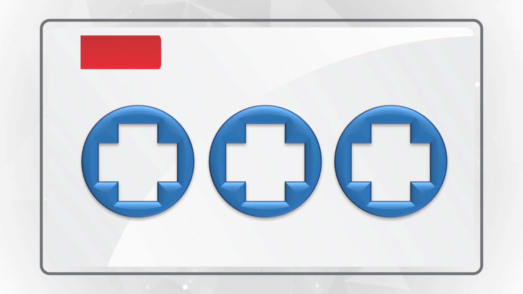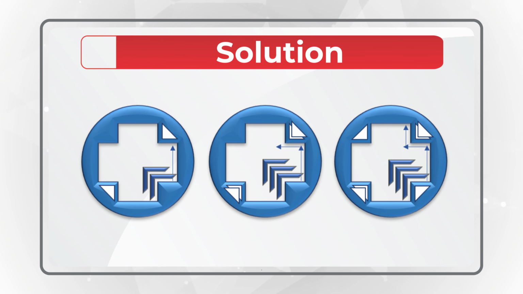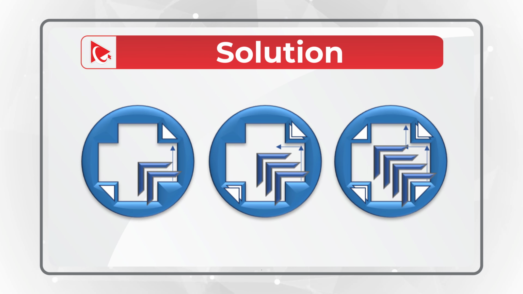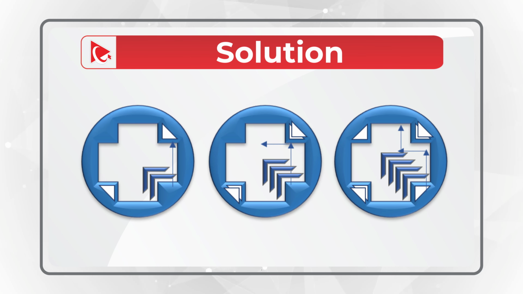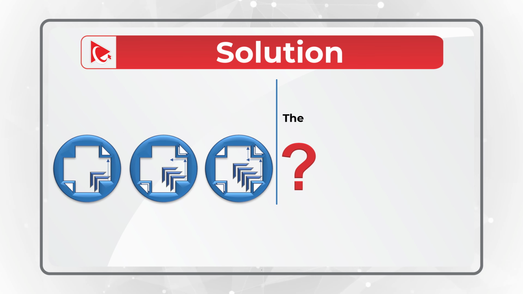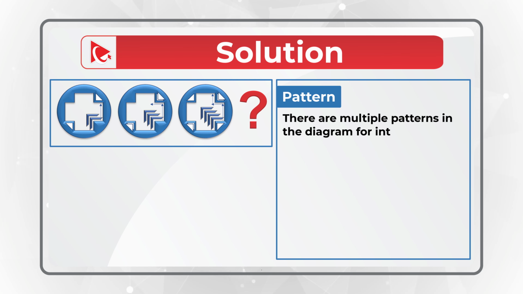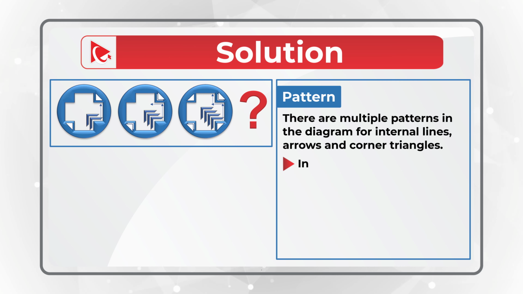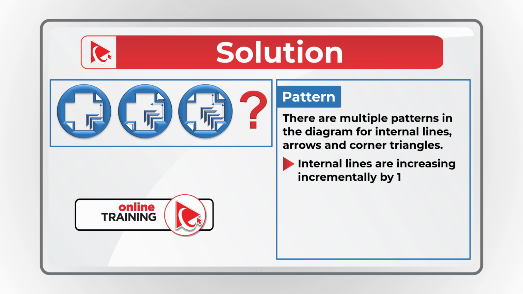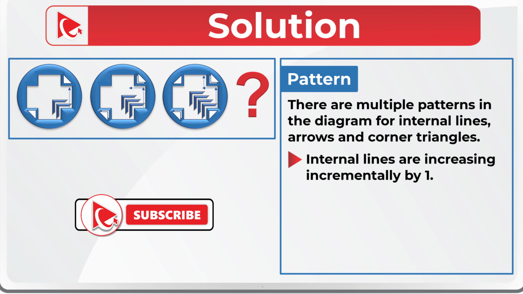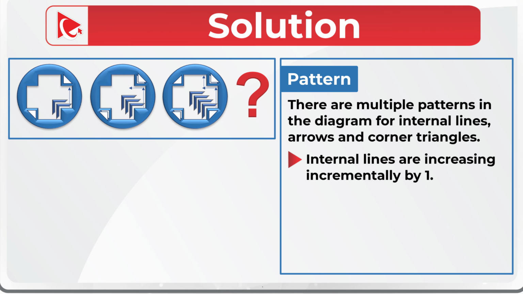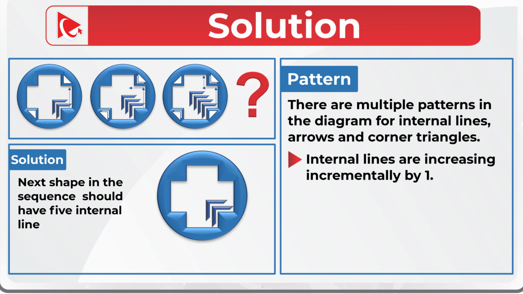Remember I mentioned a variety of different objects, so let's look closely at what those objects are. We have internal lines, we have arrows, and we have corner triangles. And there are multiple patterns in this diagram for all of these objects. For example, internal lines are increasing incrementally by 1. If we look at the original sequence, we see that the first object has 2 internal lines, the next one has 3 internal lines, and the object following it has 4 internal lines, which means that the next object in the sequence should have 5 lines.